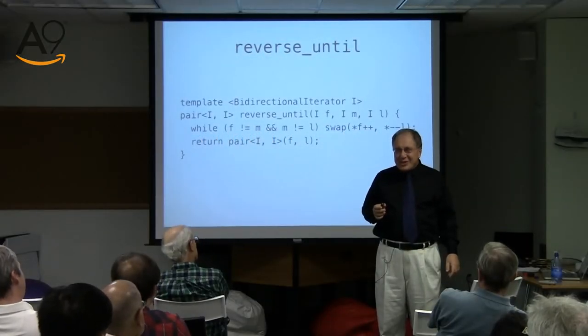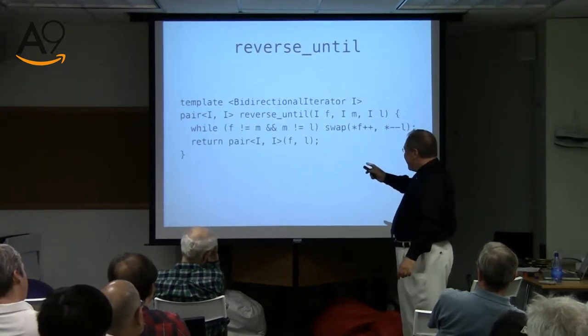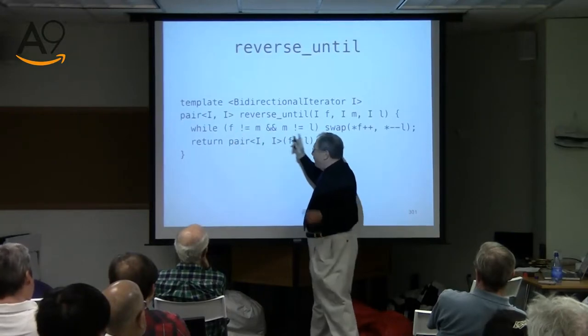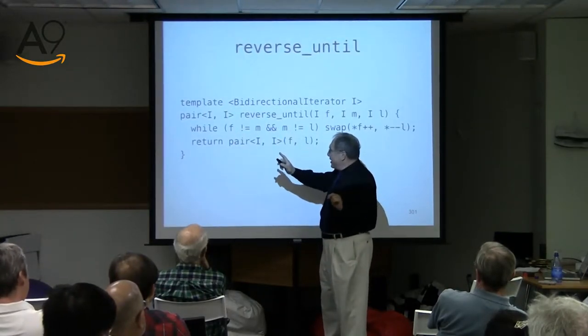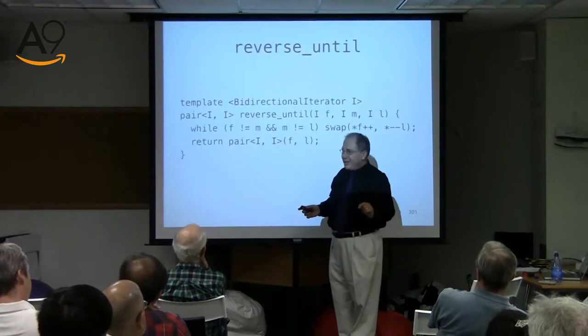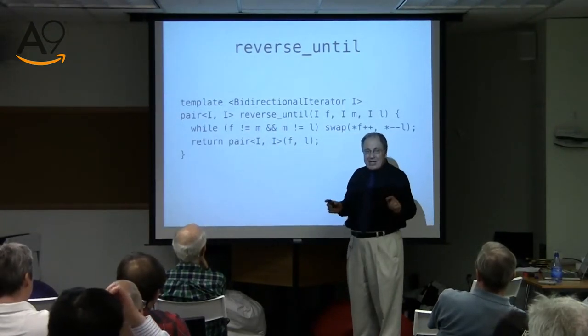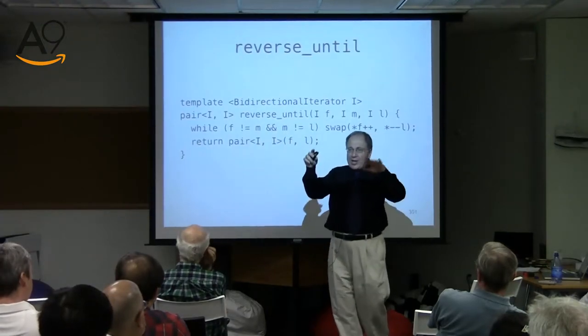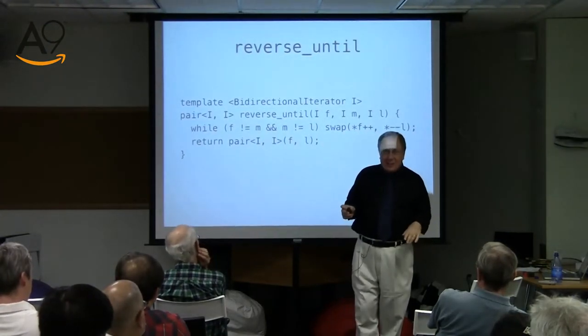Right? So, do you understand how this works? It's very simple. You just keep moving first and last from both sides till either one or the other hits the middle. And then you return both. You don't even want to sort out which one hit the middle.